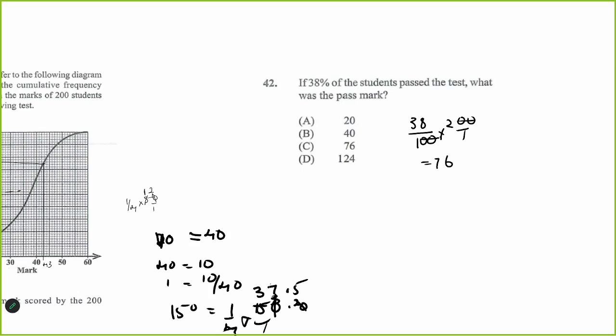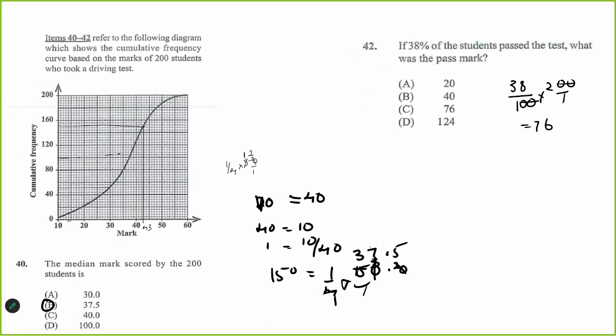But we want to know what was the pass mark, not how many students did it. What was the pass mark? So how many? 76. So that's a quarter multiplied by 76. That's 19. Right? So 5, 10, 15, 20. So 19 is here.